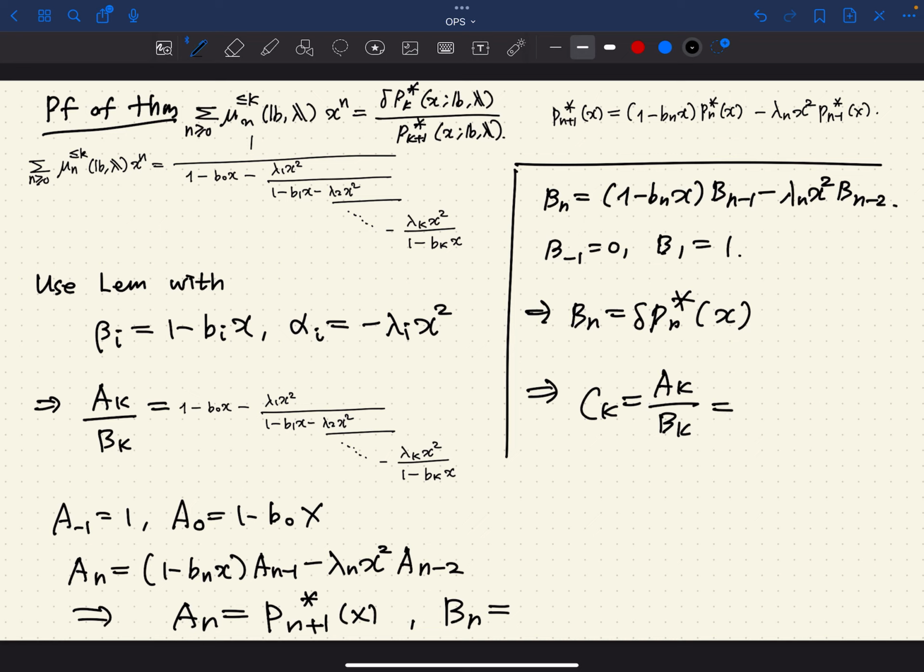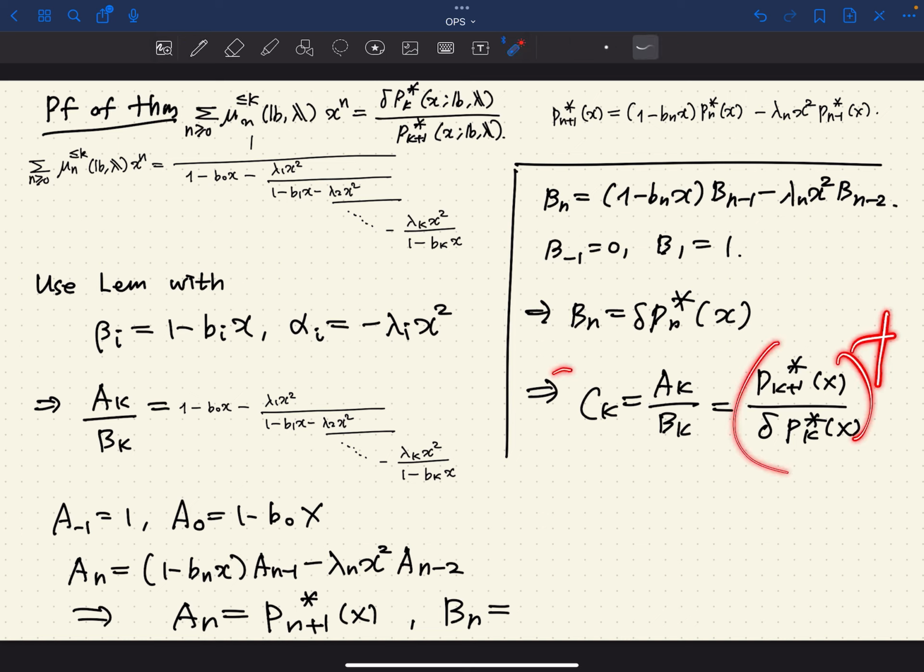Yeah, this is right, but yeah, let me write it. But we are looking at the inverse of the power series, right? So now we have to take the inverse of this to get this. That's exactly the formula that we have over there. So that's the proof. Okay.